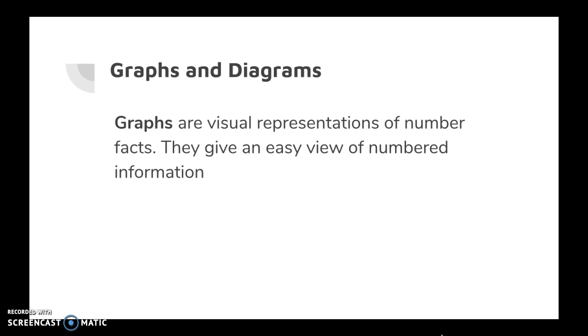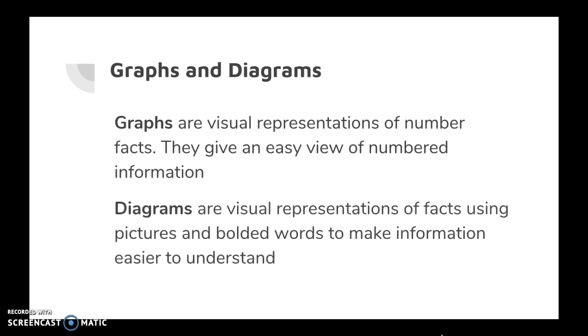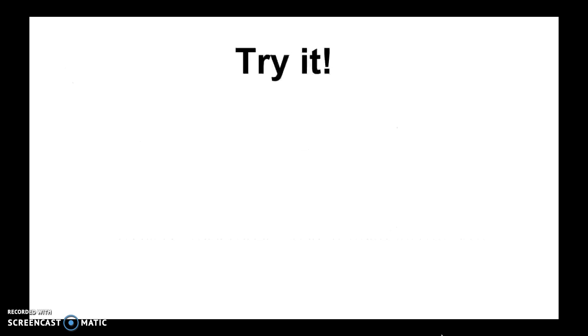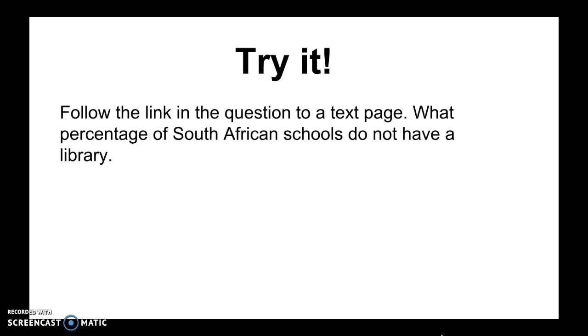This includes populations, data, and other information. Graphs can be formed in pie graphs, bar graphs, or histograms. Diagrams are visual representations of facts using pictures and bolded words to make information easier to understand. Let's try it. Follow the link to a text page. What is the percentage of African schools that do not have a library?